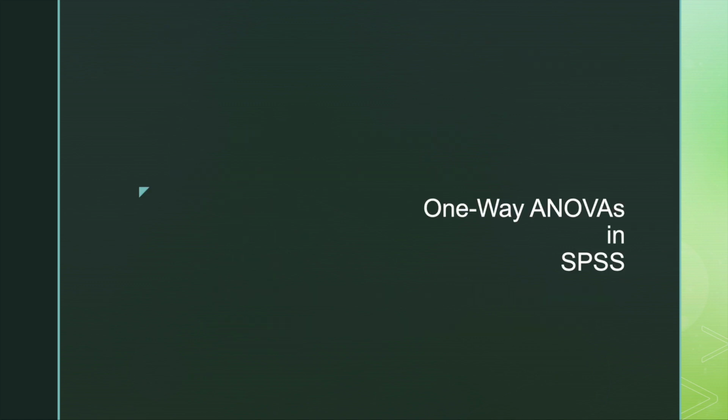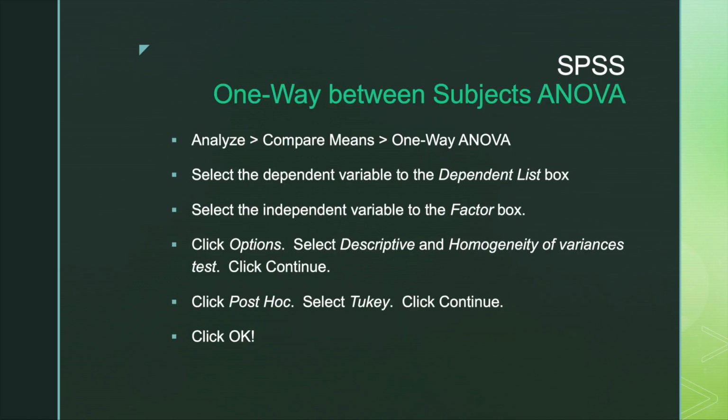To run a one-way ANOVA in SPSS, we just follow these pretty simple steps here. We go to Analyze, Compare Means, and this time we go all the way to the one-way ANOVA. We put our dependent variable in the dependent list. We put our independent variable in the factor box. And then we do some other things in here, which I'm going to show you with the examples. I just wanted this nice clean slide that goes over how to do it for your reference.